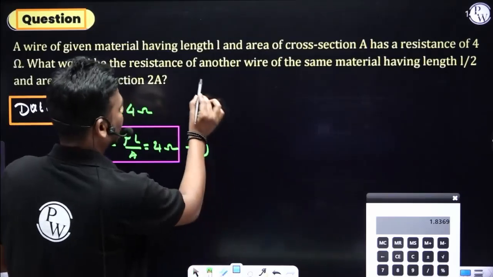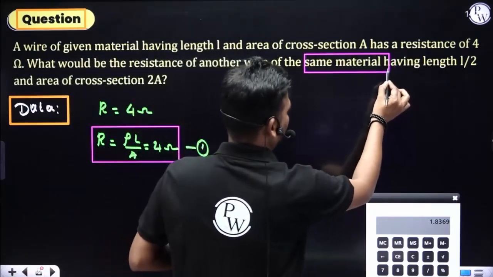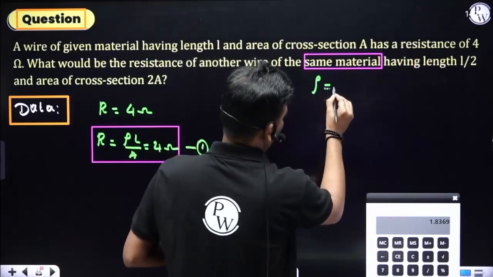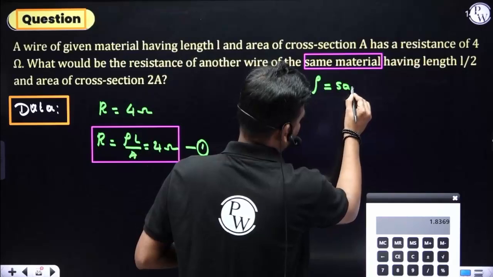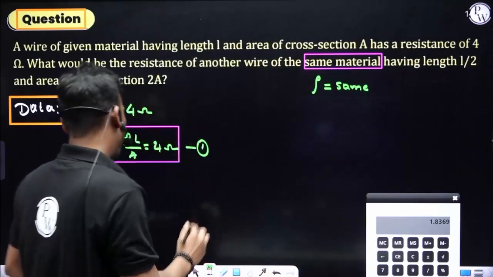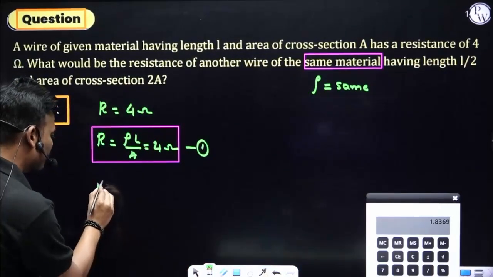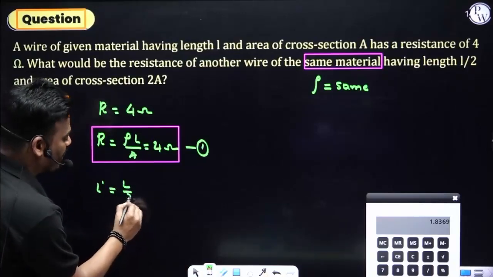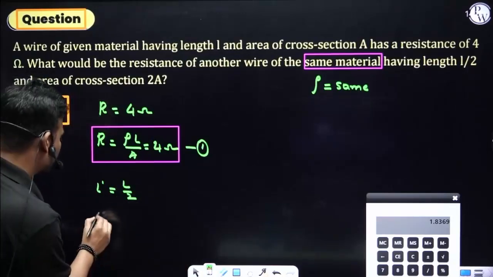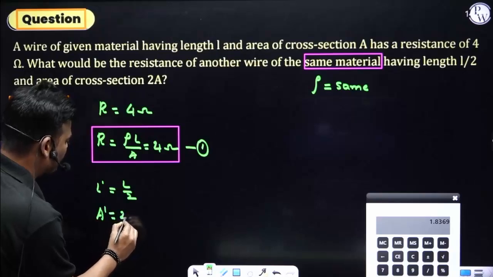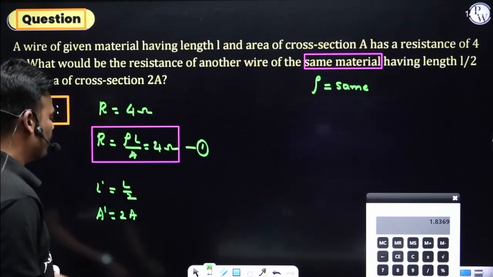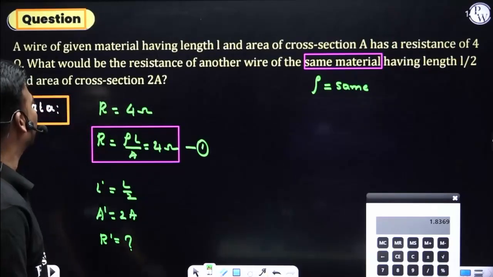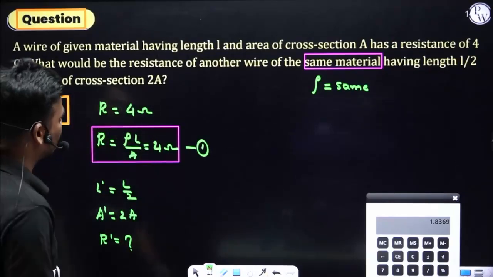Same material means resistivity will be the same. And the new length L dash equals L divided by 2. And the new area of cross section is 2 times A. Now the new resistance, that's what they are asking: what would be the resistance of another wire?